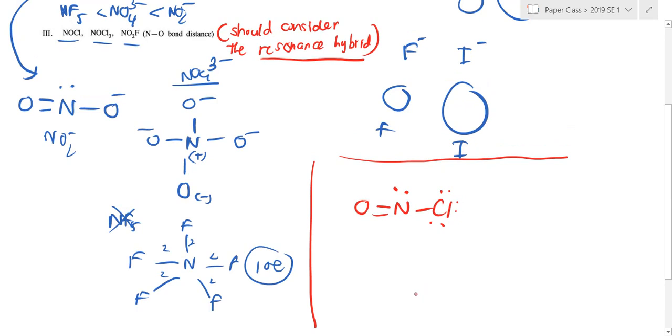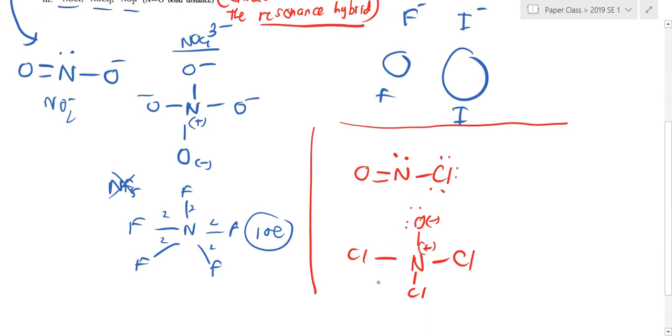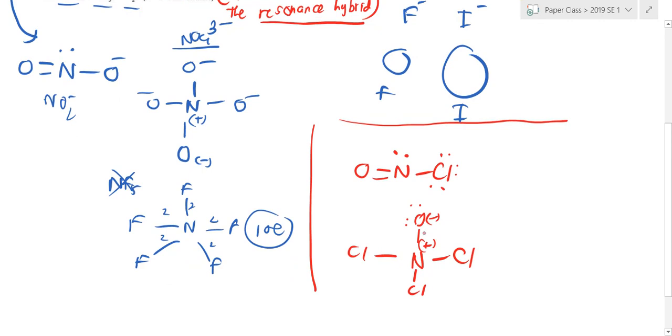NOCl3, let's draw N double bond O, because there are no minuses. The others should be chlorines. But if you draw like this, the octet will be overcome: 2, 4, 6, 8, 10. Therefore do the same thing: erase one and add plus and minus to denote a dative bond. You can see there are no double bonds in here. Therefore you cannot draw resonance structures here. Resonance structures are in the double bonds. Nothing, right?